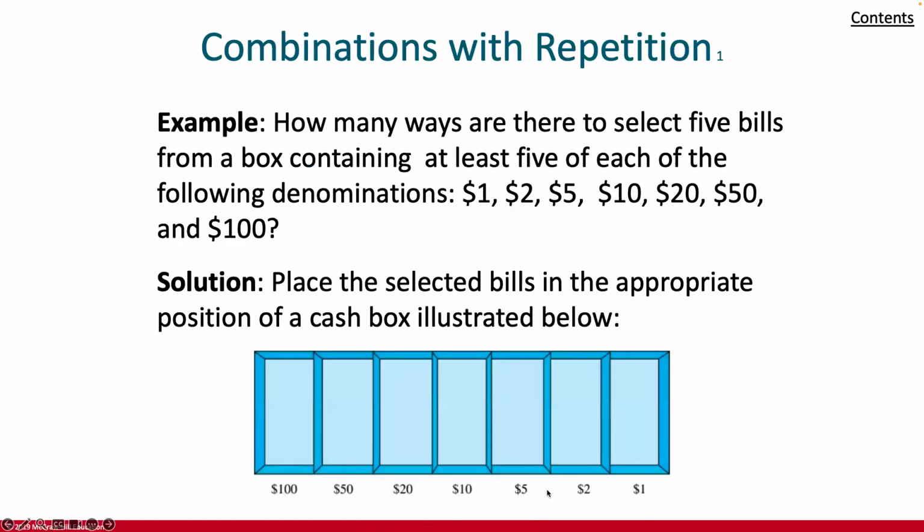So now we can be thinking of another example. Think in terms of money. How many ways are there to select 5 bills from a box containing at least 5 of each of the following denominations: $1, $2, $5, $10, $20, $50, and $100? We can place the selected bills in the appropriate position of a cash box as listed below.